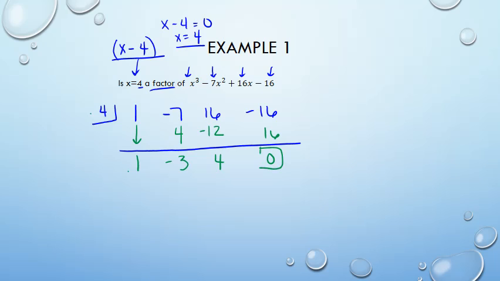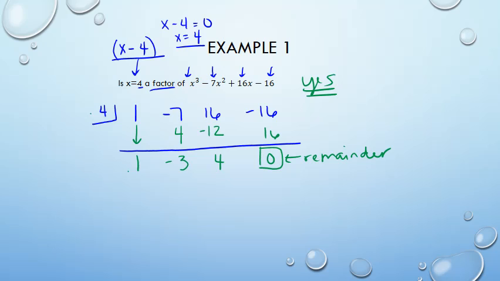This last number down here is where your remainder is. And that remainder tells you if it's a factor. So since we got a remainder of 0, this is a yes. 4 is in fact a factor of that polynomial.